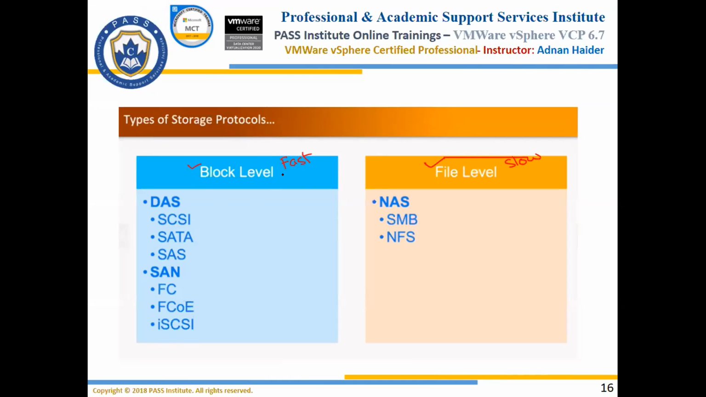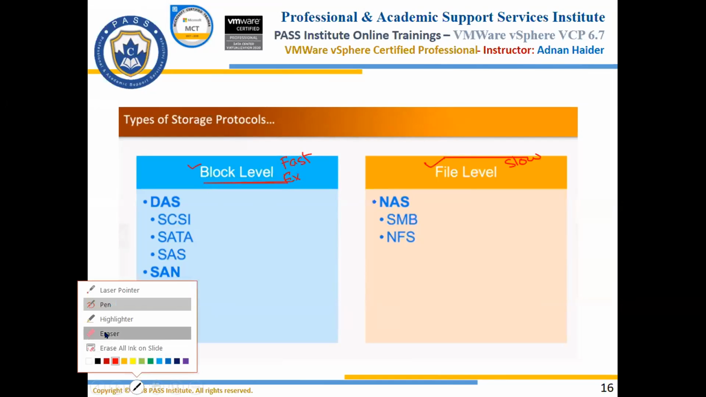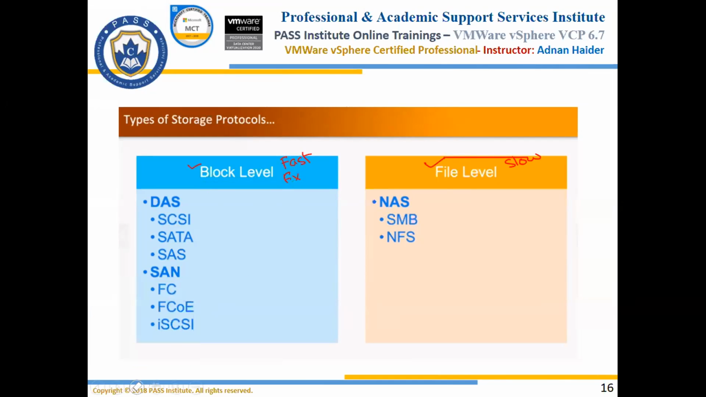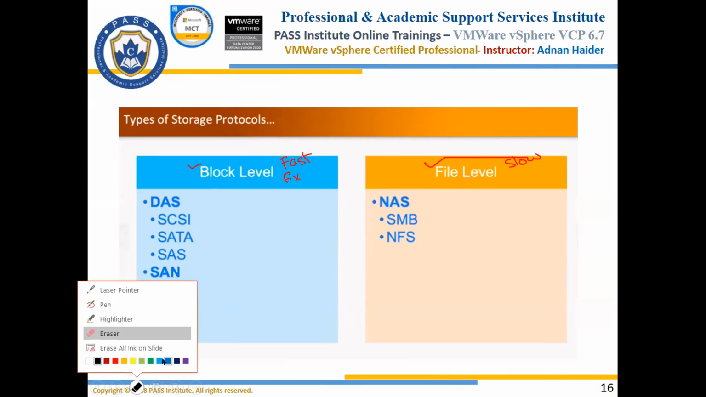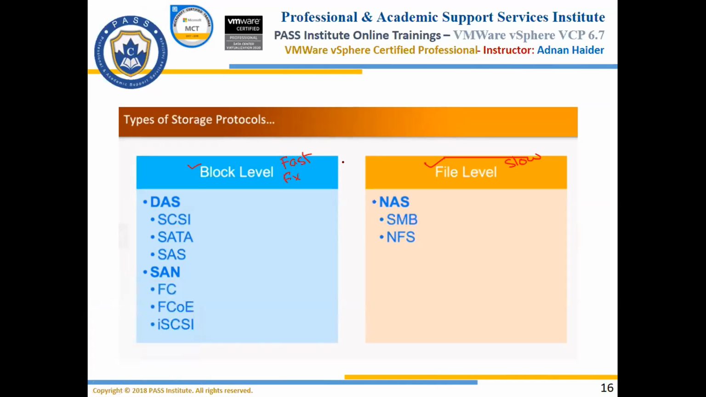And since it is fast, it will always be expensive. So block level storage will always be expensive, and file level storage is cheaper since it is slower.